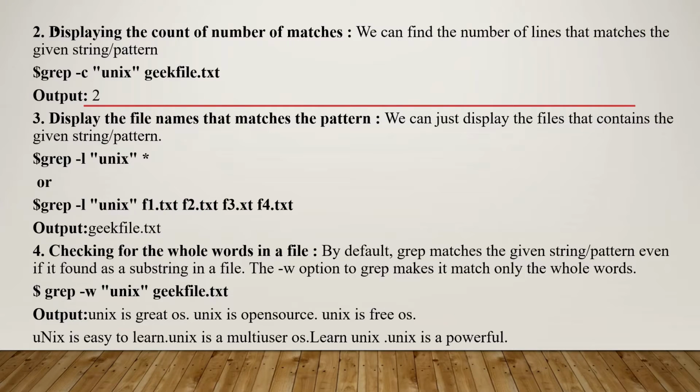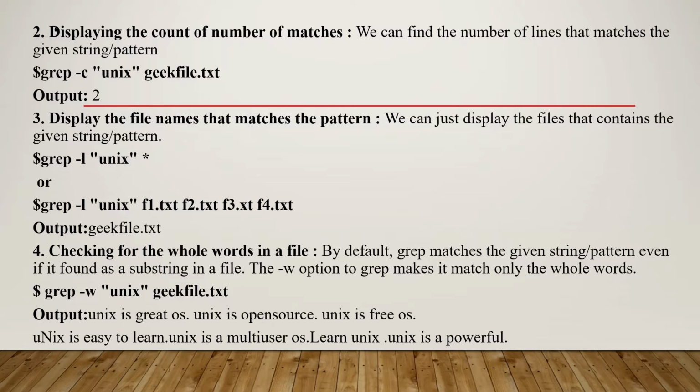The second option displays the count of the number of matches. We can find the number of lines that match the given string or pattern in the specified file. For example, grep -c Unix geekfile.txt. Out of all lines in geekfile.txt, Unix is available in two lines. For that, the output prints 2.